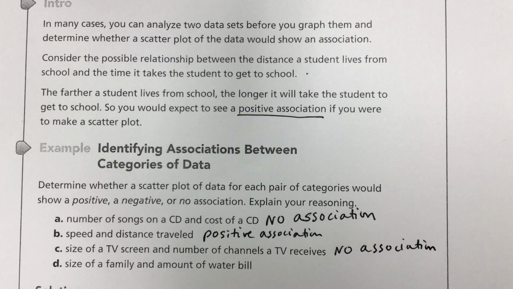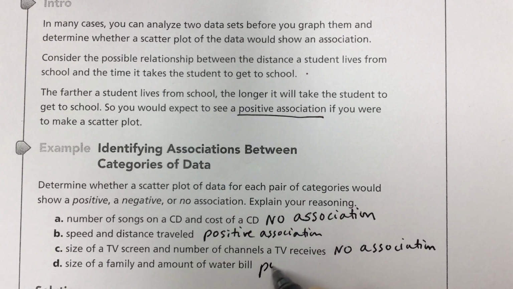And D, size of a family and amount of a water bill. Do these two have any association? Think about it. The more family members you have, the more water you use. So as the number of family members increases, the amount of water used increases. Therefore, yes, this data would show an association. It would show a positive association.